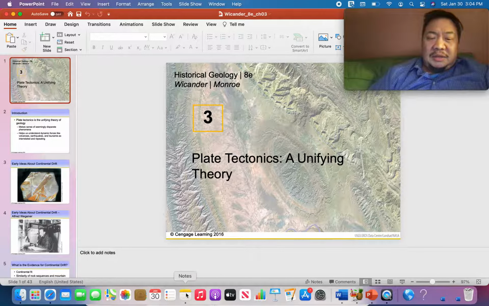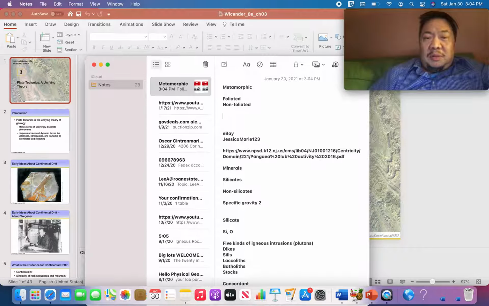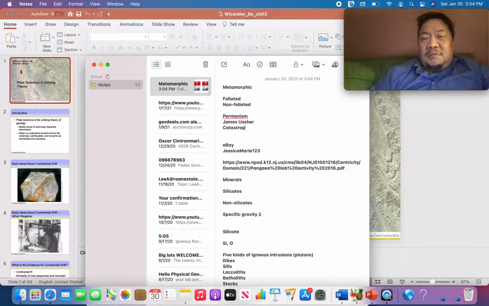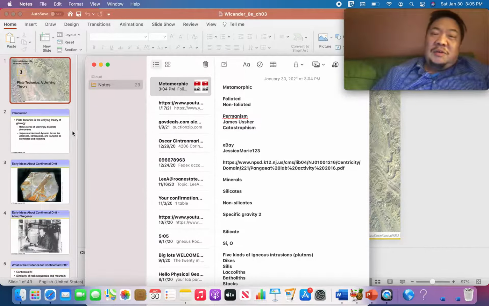Prior to plate tectonics, most people believed in permanence, James Ussher's idea of catastrophism, which said that the Earth was 6,000 years old and was formed and hasn't changed since. So that means North America and South America have always been at the same longitude and latitude. The width of the Atlantic Ocean has always been the same. The Appalachians and the Rockies have been here since the beginning of Earth history. We now know that's not true.